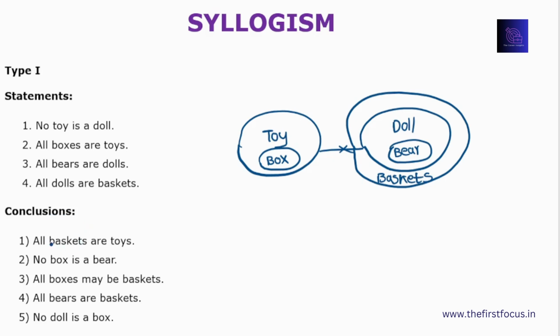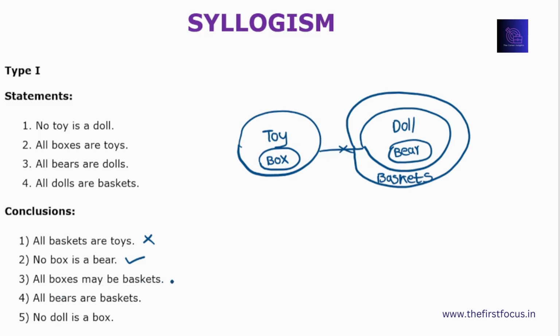Then the conclusion is all baskets are toys. We don't have any relation between baskets and toys. So this is false. No box is a beer. Is there a relation between box and beer? Yes, because the box is within toy, the beer is within doll. There is a relation between toy and doll, that is, no toy is a doll. So no box is a beer is true.